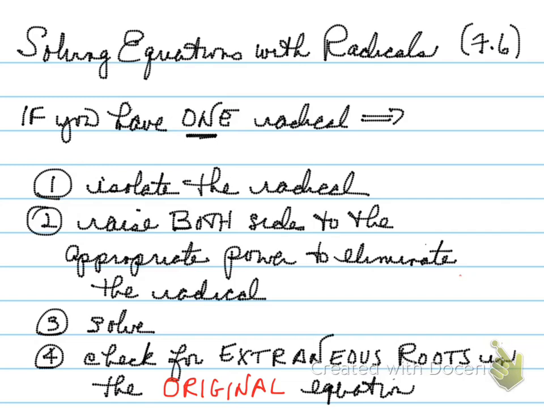I'm still in section 7.6, and today we're going to talk about solving equations with radicals in them. Last week we solved equations that had fractional exponents, so you raised each side to the reciprocal power, and today you're actually going to see the radicals in the equations. And there are two types of equations. One has one radical and the other type of equation will have two radicals.